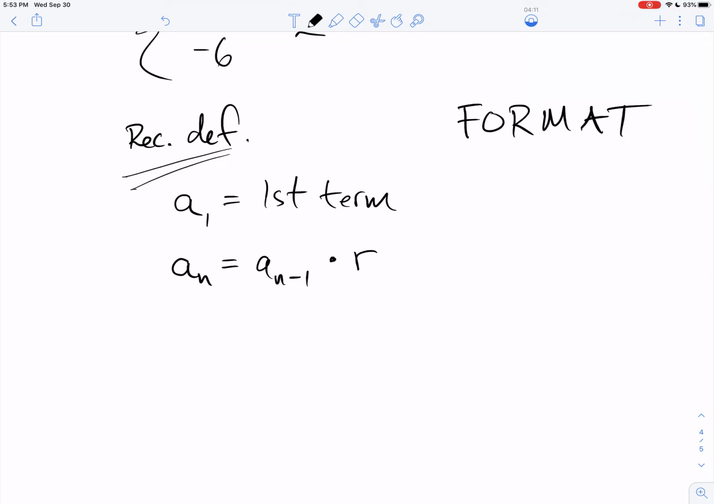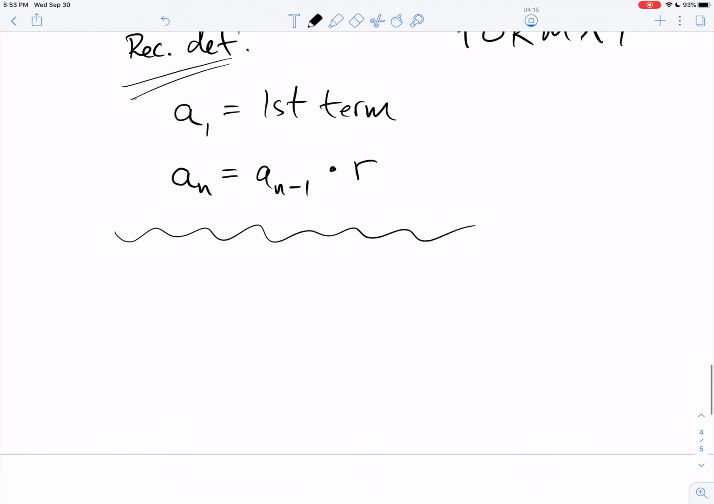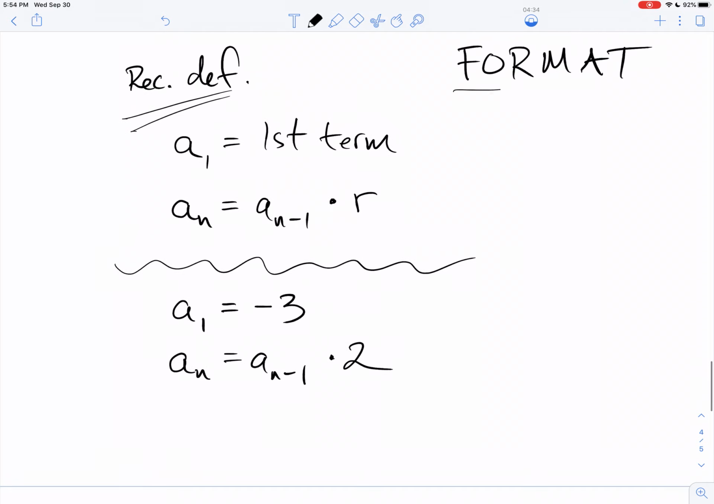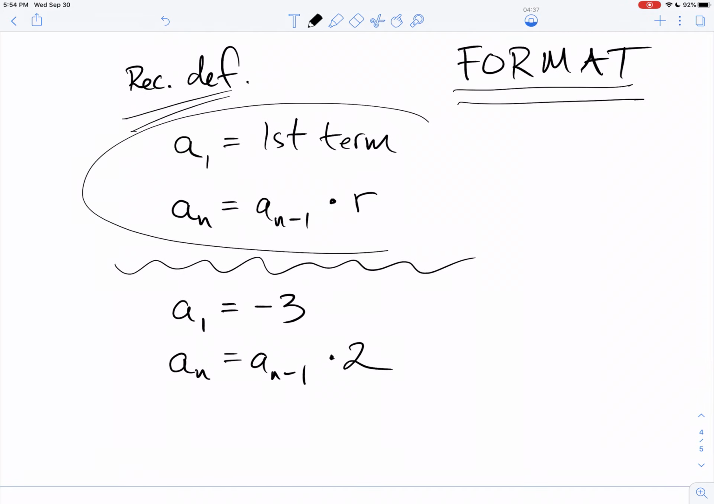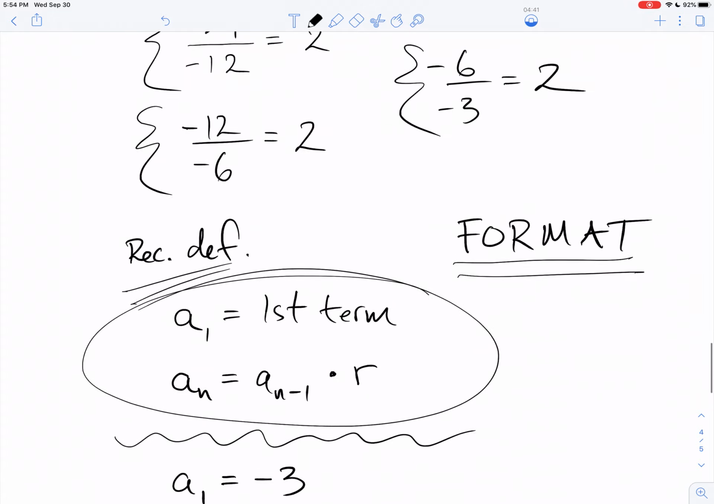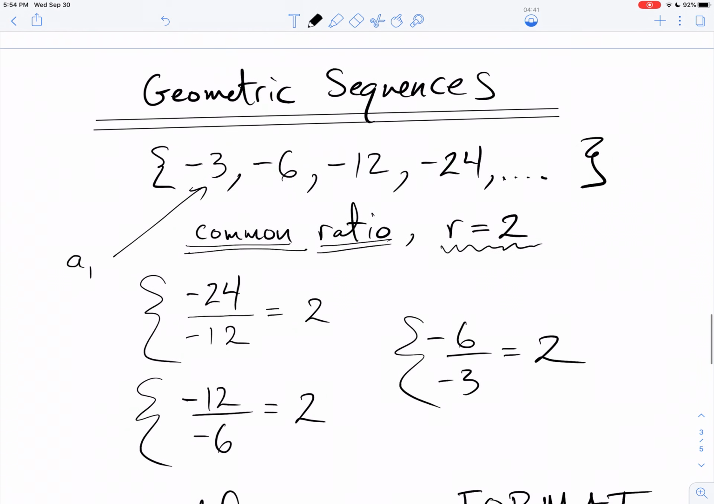This is the format we use to write a recursive definition for someone. So for our question up above, we would fill in this format: A1 equals negative 3, because that was the first number in the list. If I want to know any other number, I need the one that came before it times 2. That would be a successfully written recursive definition because I followed the correct format. This is our format for this stuff. Flashcards. That was a hint.